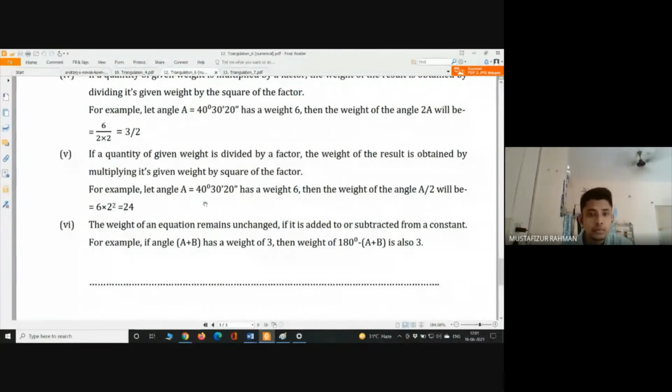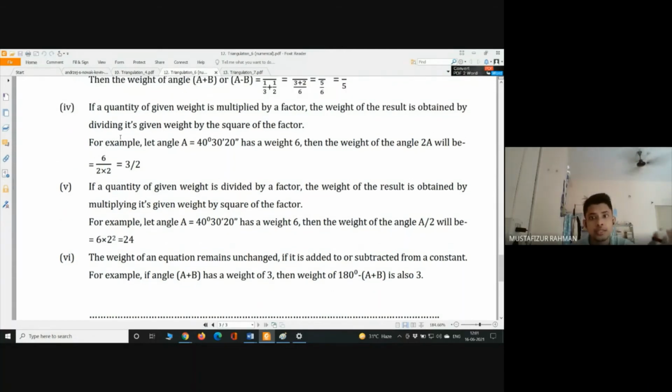Okay, so A weight was 6. The weight for A by 2 will be 6 multiplied by 2 square. So you can remember it this way. This is very similar. The earlier one was twice A, so it will be divided, and here it is A by 2, so it will be multiplied. Okay, the opposite. When the angle is going smaller, the weight is increasing, the reliability is increasing. When the angle is bigger, the weight is decreasing, the reliability is decreasing.